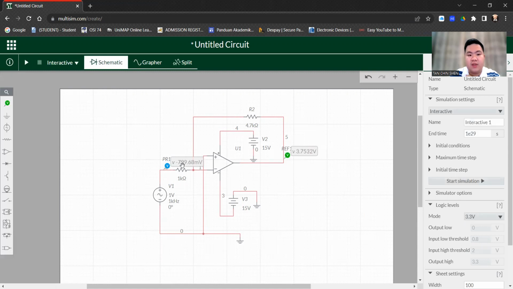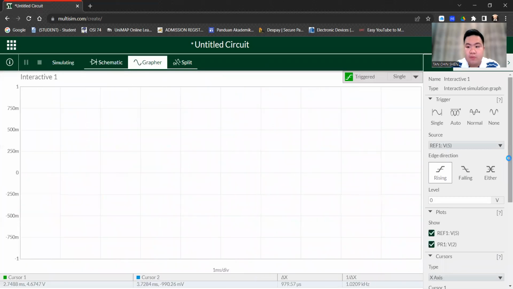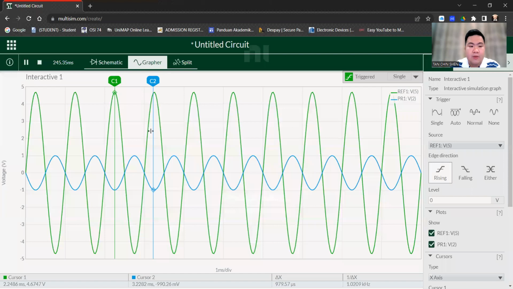For Vin it is negative 799 millivolt, and for Vout it is 3.75 volt. I can also get the output waveform graph. This is my output waveform. My Vin is here, and I can adjust it right here. My Vin maximum peak is 995.42 millivolt.